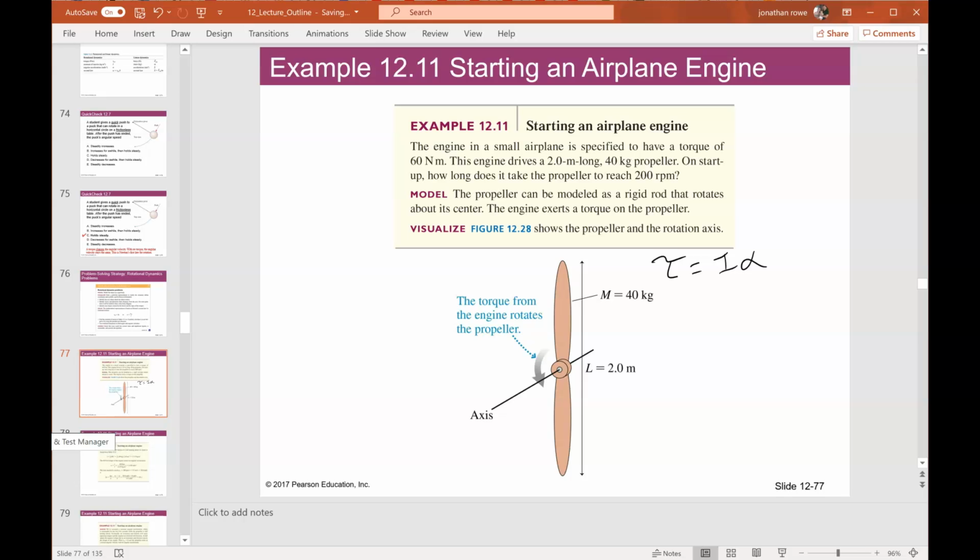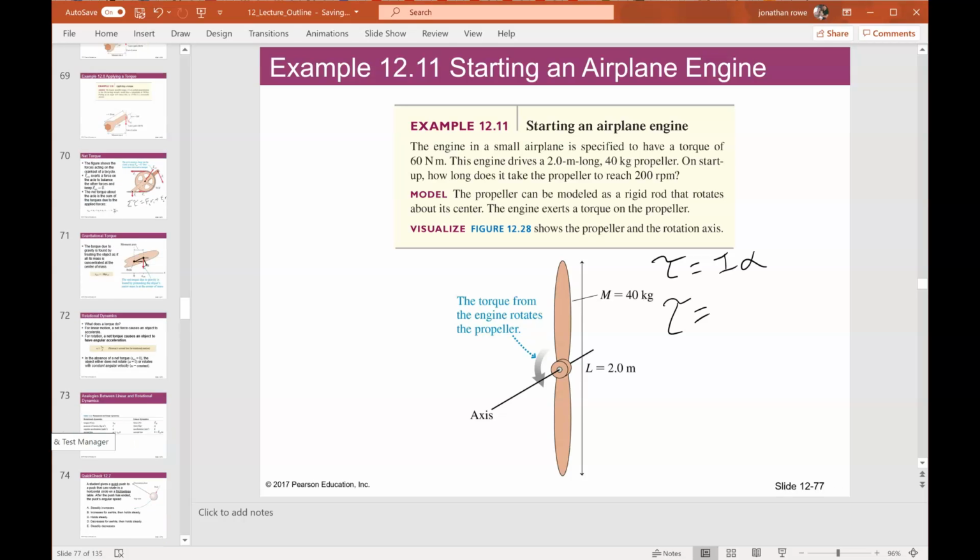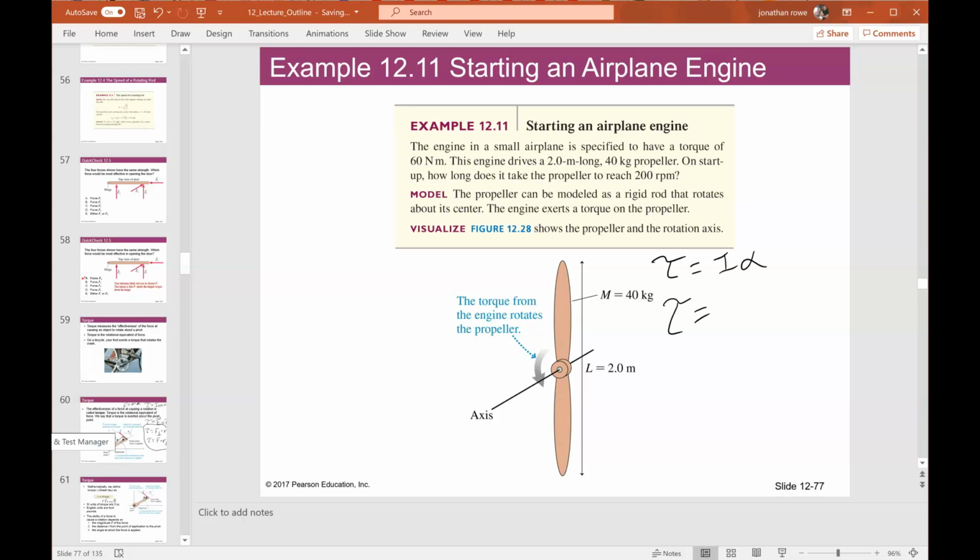Now, this propeller is spinning about its center, and I think we can model it like one of those rods that we looked at earlier. Imagine it just being a uniform rod. That makes things a little more simple. The moment of inertia for a uniform rod is, you may want to take a picture or something of this slide here.